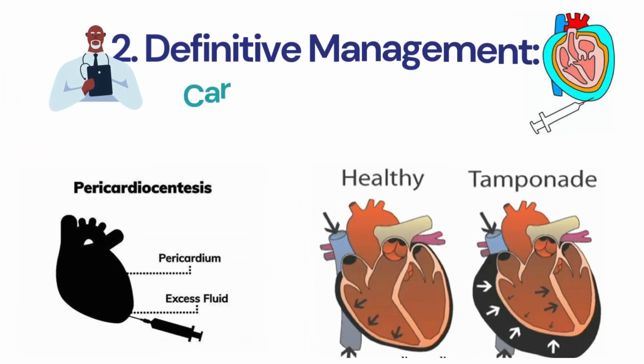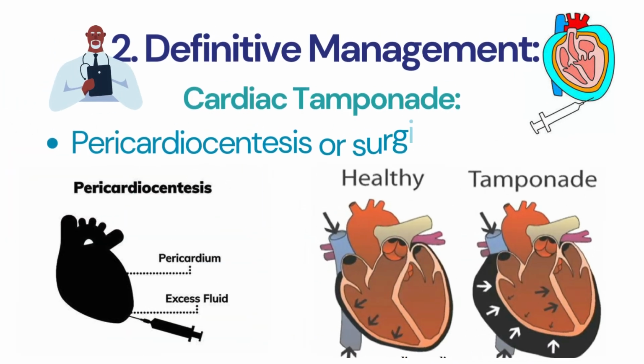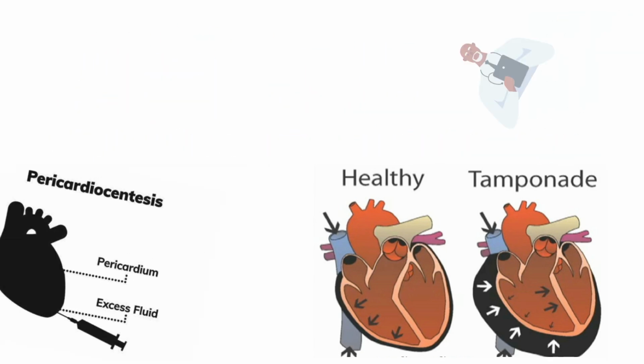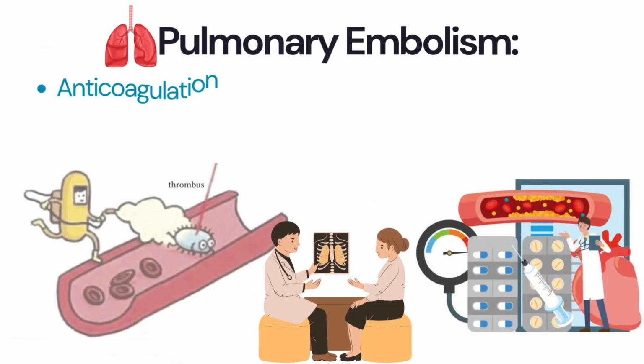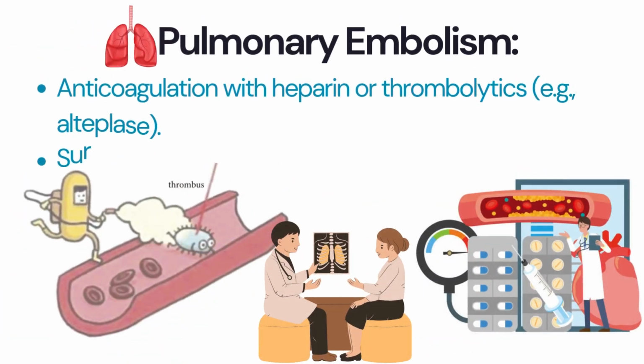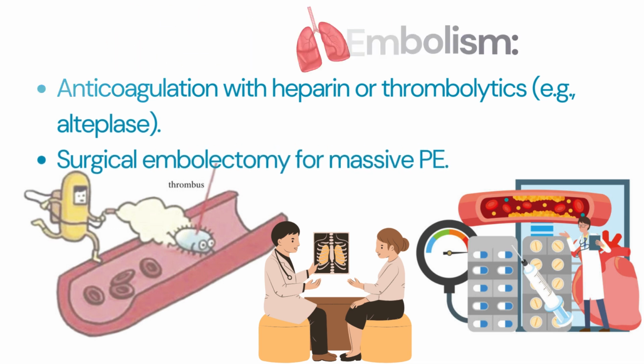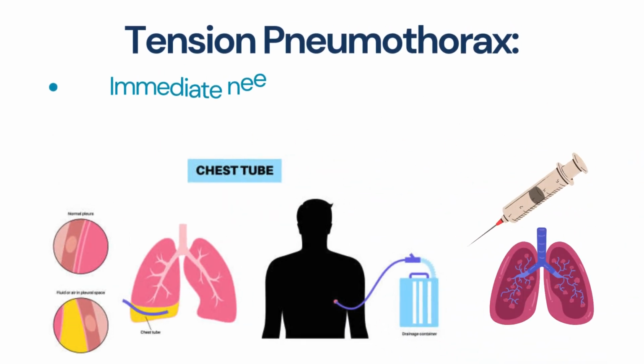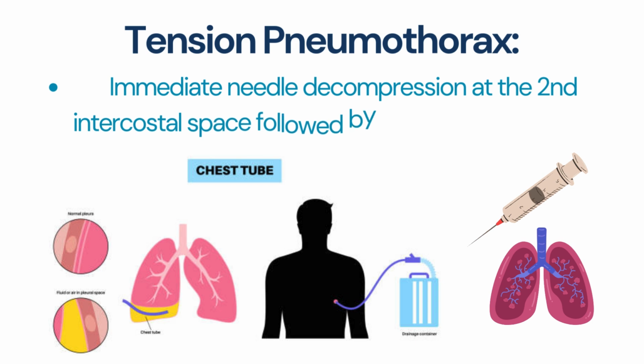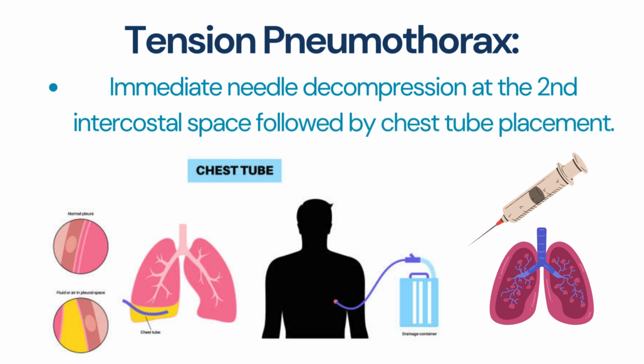Two, definitive treatment tailored to the cause. Cardiac tamponade: pericardiocentesis or surgical drainage. Pulmonary embolism: anticoagulation with heparin or thrombolytics, or surgical embolectomy for massive pulmonary embolism. Tension pneumothorax: immediate needle decompression at the second intercostal space, followed by chest tube placement.